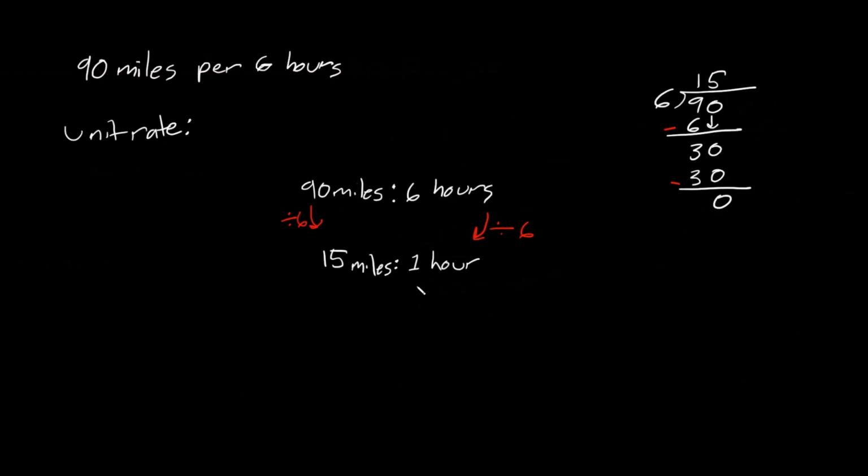And this unit rate will give us, for example, if we want to know how many miles we traveled in 3 hours, we can multiply both by 3. Or if we want to figure out how many hours it takes to travel 45 miles, we would multiply by 3 and find that it's 3 hours, because 15 times 3 is 45, and so on and so forth. So you can see how rates are really useful in everyday life. Let's move on to a new problem.